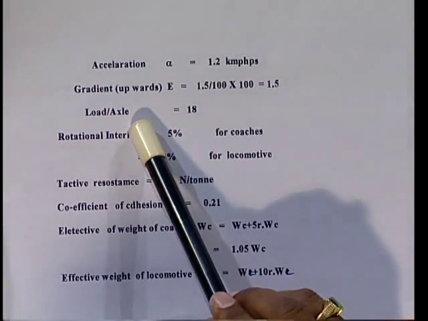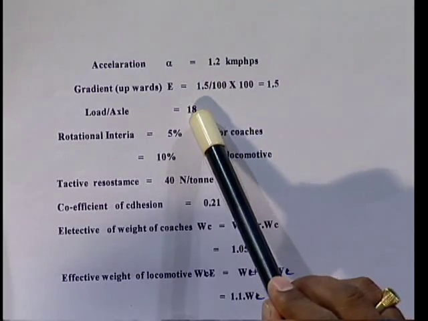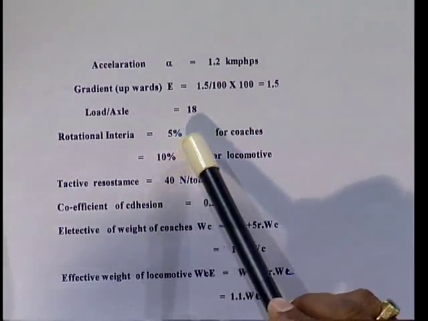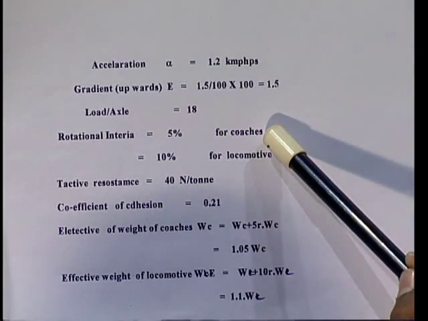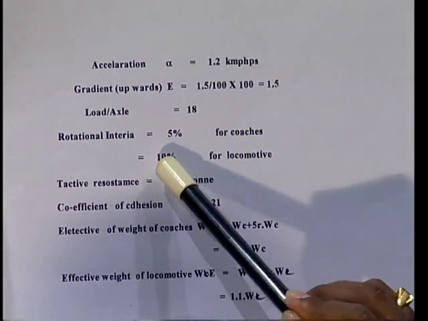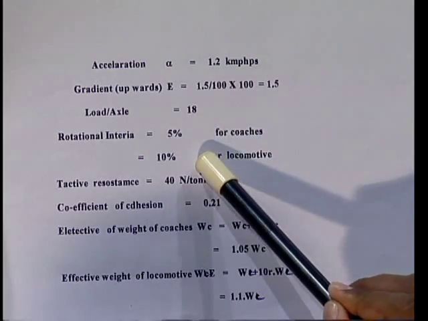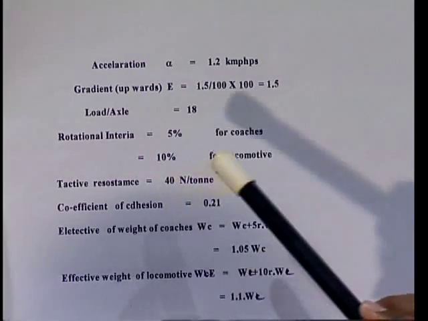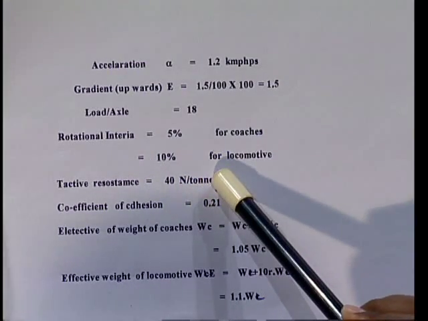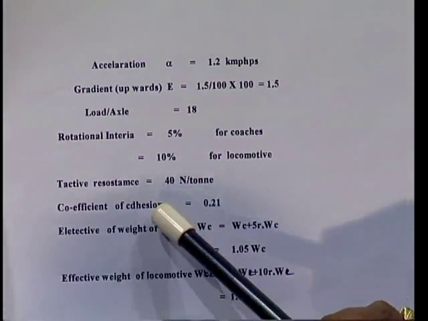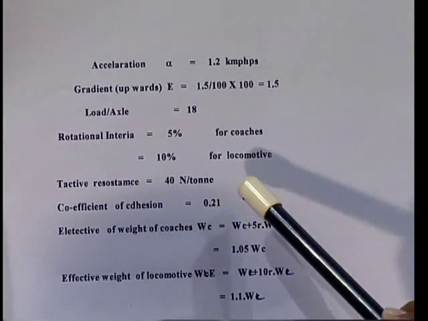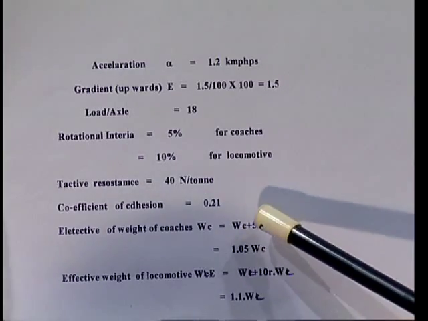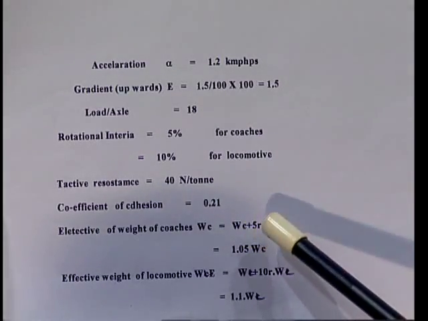Next, load per axle is equal to 18 ton. Rotational inertia is 5% for coaches. Rotational inertia is 10% for the locomotive. The tractive resistance is 40 newtons per ton. The coefficient of adhesion is equal to 0.1. Next, we go to calculating the effective weights.